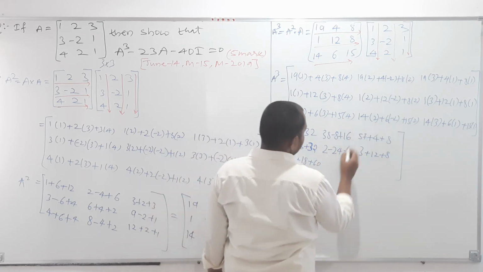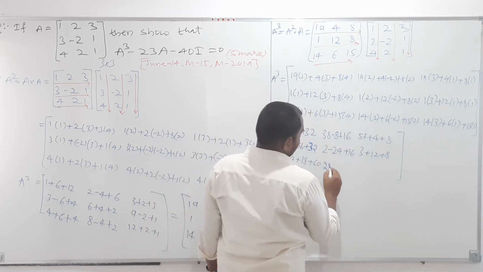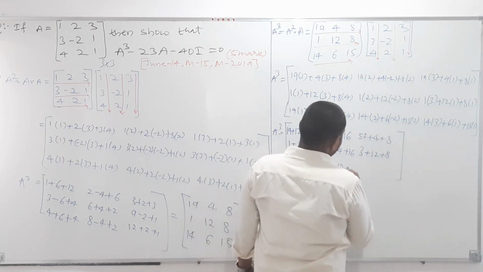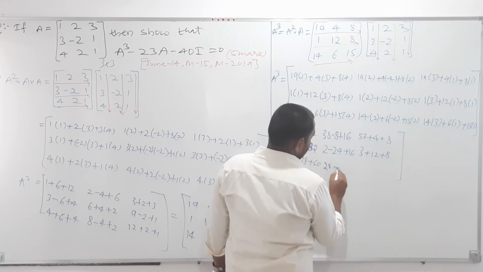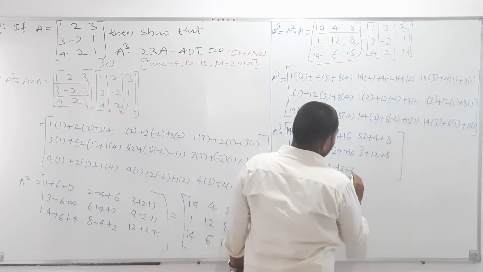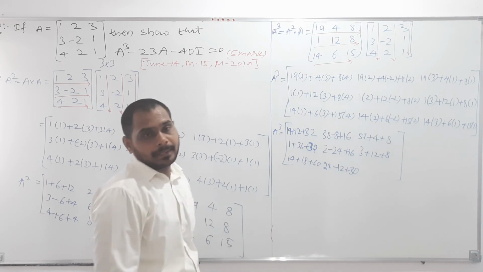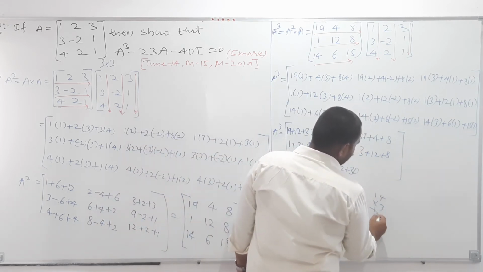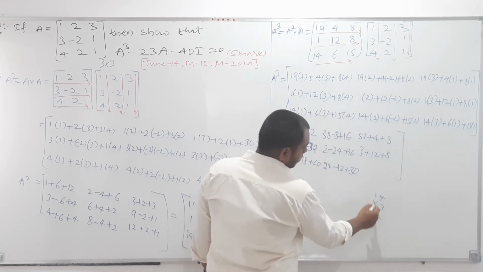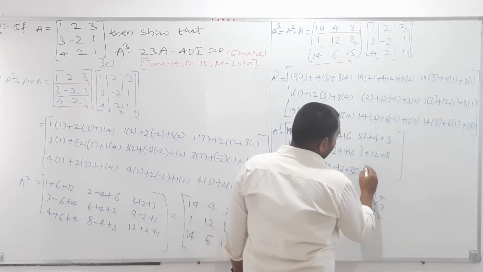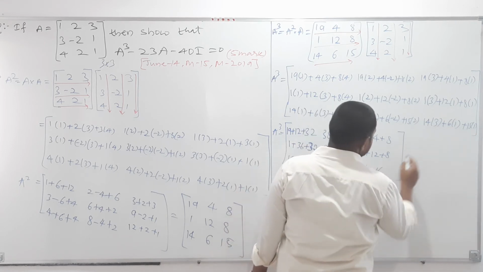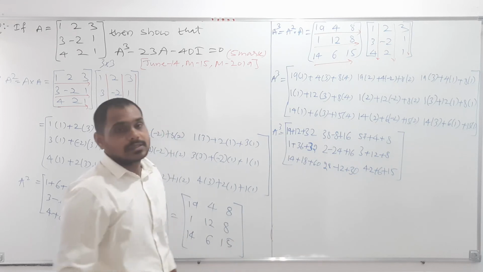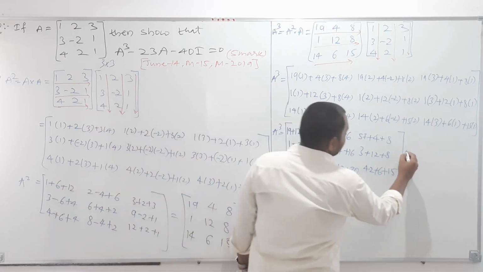Next, my dear students, 14 2s are 28 plus minus 6 2s are 12 plus 30. Next, my dear students, 14 3s are 42 plus 6 1s are 6 plus 15 1s are 15. So further simplify this, you will get, here it is, E cube value.